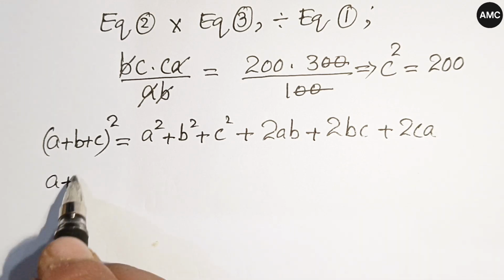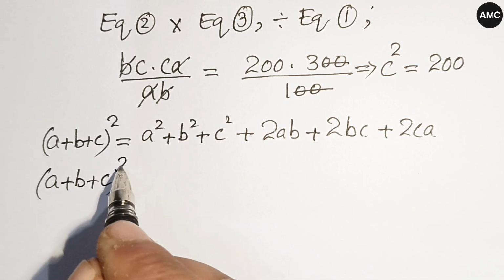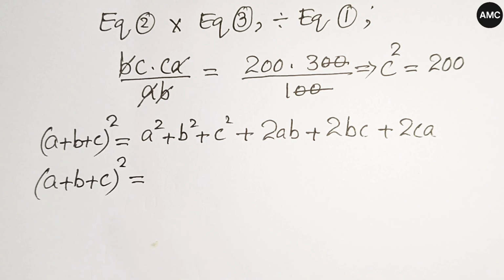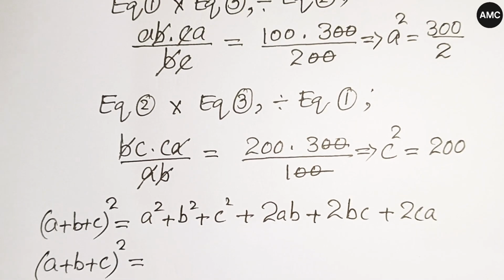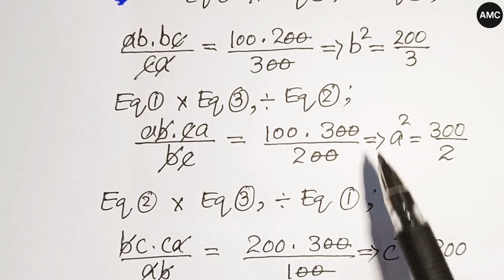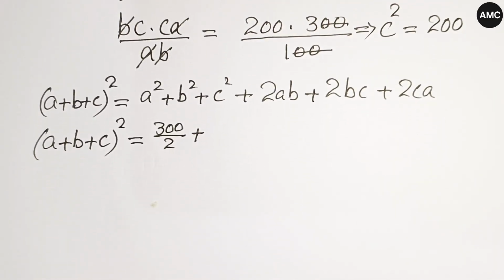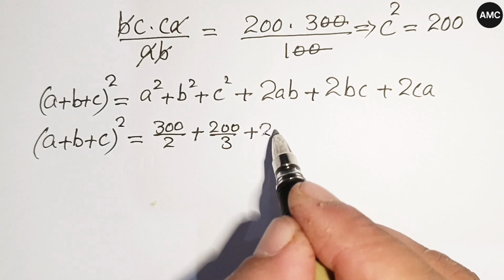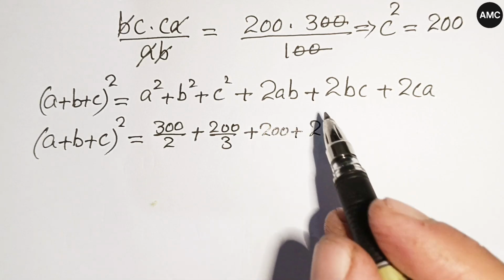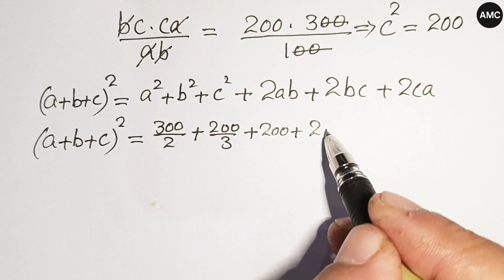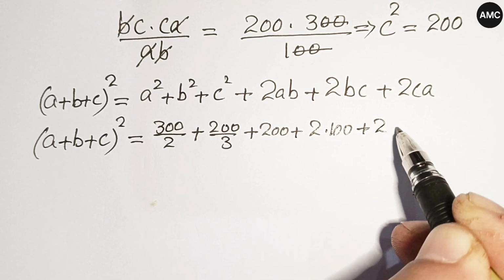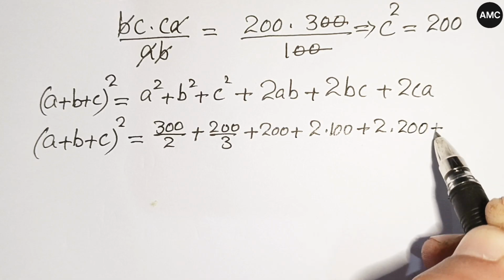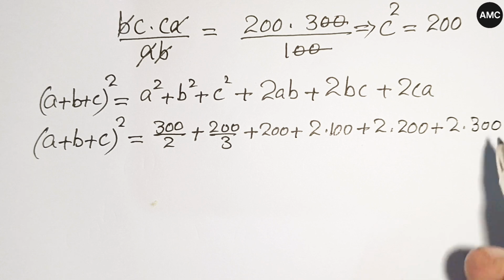Now a plus b plus c whole squared is equal to, here we have our values of a squared, b squared and c squared. a squared is 300 divided by 2, so we put 300 divided by 2, plus b squared is 200 divided by 3, plus c squared is 200. Now 2 times the value of ab from equation 1, the right hand side of equation 1 is 100. Similarly, 2 times bc is 200, plus 2 times ca is 300.